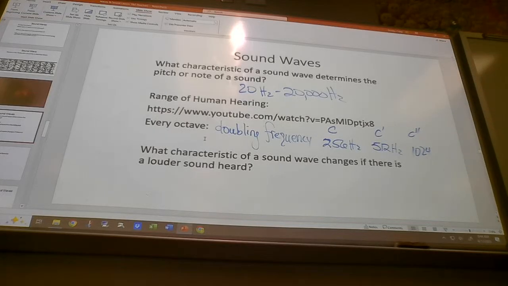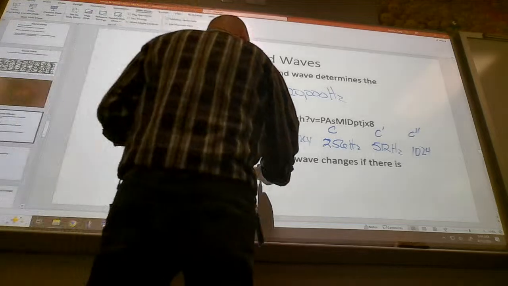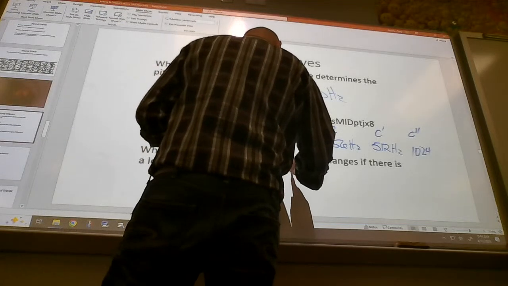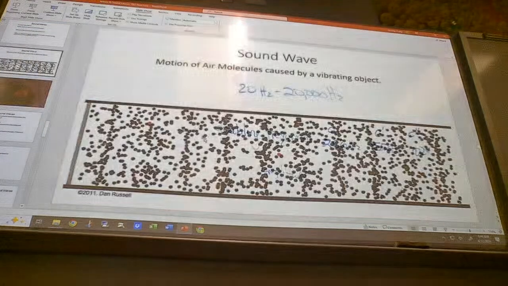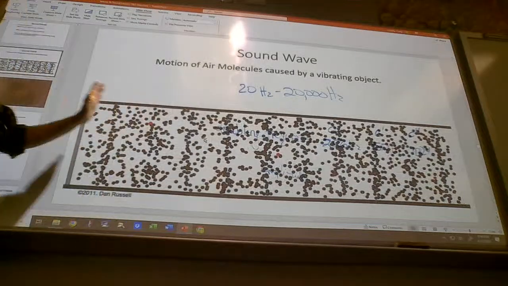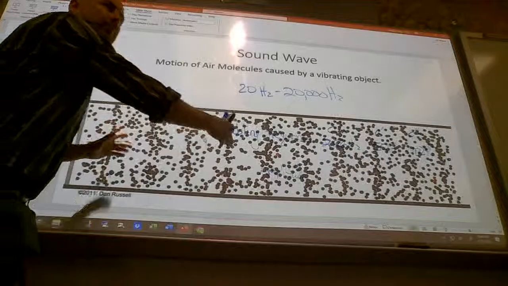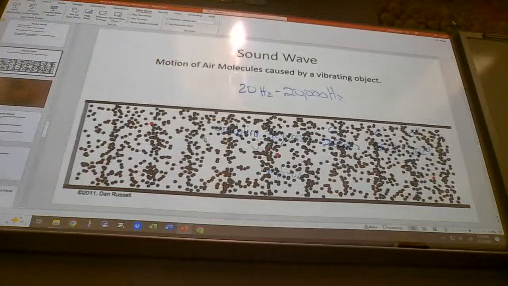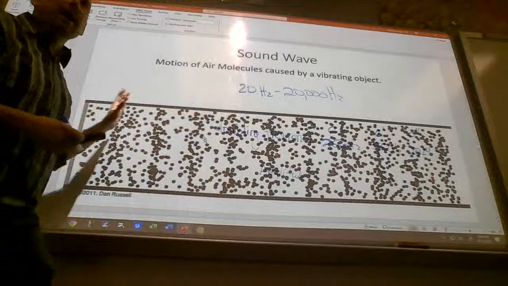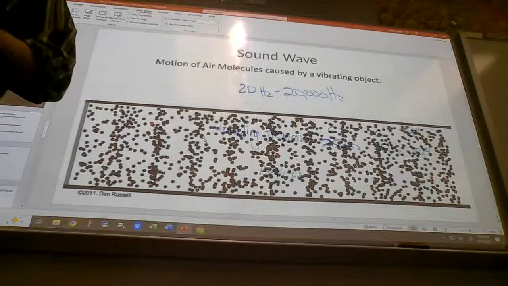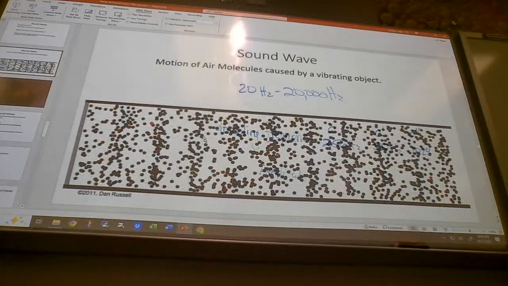Characteristics. How do you make something louder from a characteristic of a wave? You increase the amplitude. So you are moving more air molecules. So here, if you're moving this more, there's a bigger compression. That's why when you go to a concert and come out and your ears are ringing, it's because you just thrashed your eardrum with this high pressure, low pressure. Good with that?